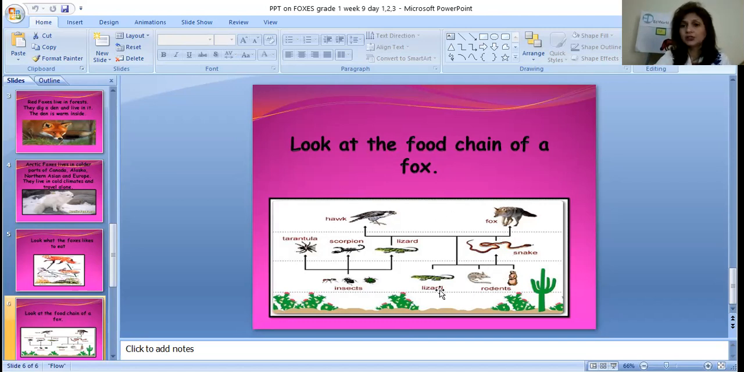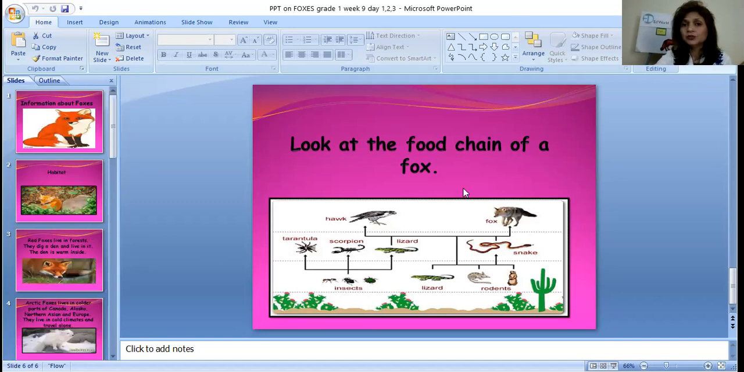This is a food chain of animals, right? First, insects and other small animals are eaten by a bigger animal, like a lizard eats all the insects, right? But later on, a lizard is eaten by a hawk, okay? In the same way, a lizard eats small insects, as I've told you. Later on, a lizard is also eaten by a snake, but a snake can be eaten by a fox, right? A fox can eat a snake. So it's a kind of a food chain of a fox, right?